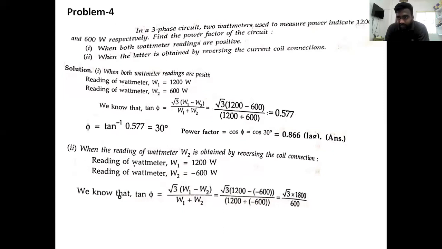Now the value of phi. If you got the value of tan phi, just calculate the value of phi. Phi is equal to tan inverse of 5.196. Okay, let me check the answer. Let tan phi be equal to 5.196. Phi is equal to tan inverse of 5.196. What is the value of phi?